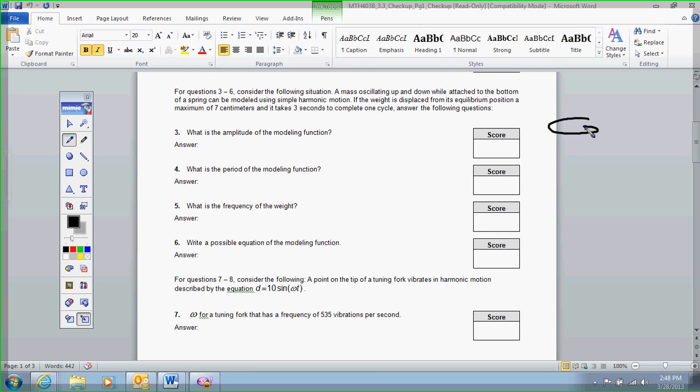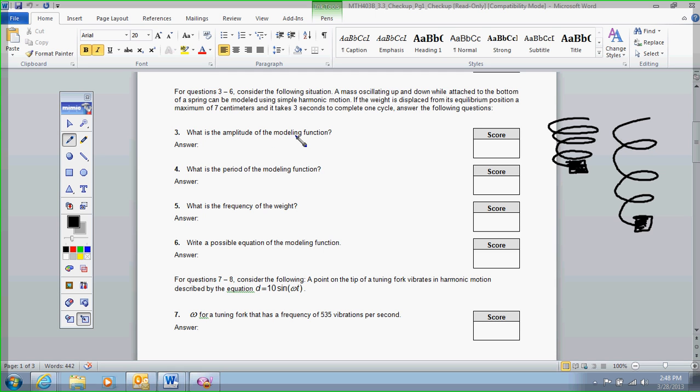So here's my initial thing here. So here's the spring resting. And then if it's going to be pulled down, it looks like this. And so what this is saying is that if the weight is displaced by a maximum of 7 centimeters and it takes 3 seconds to complete one cycle, that means 3 seconds to go all the way down and come back up. Here's what we've got to do. Let's look at these questions.